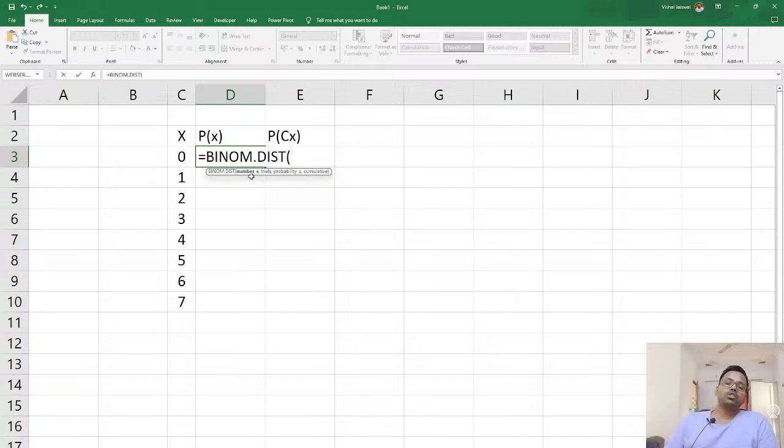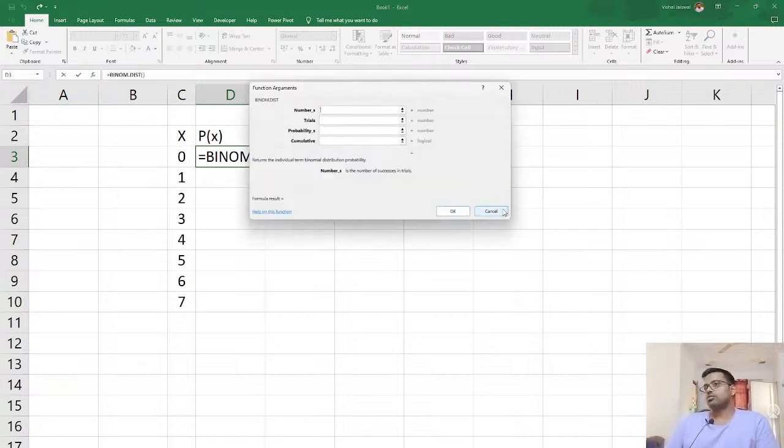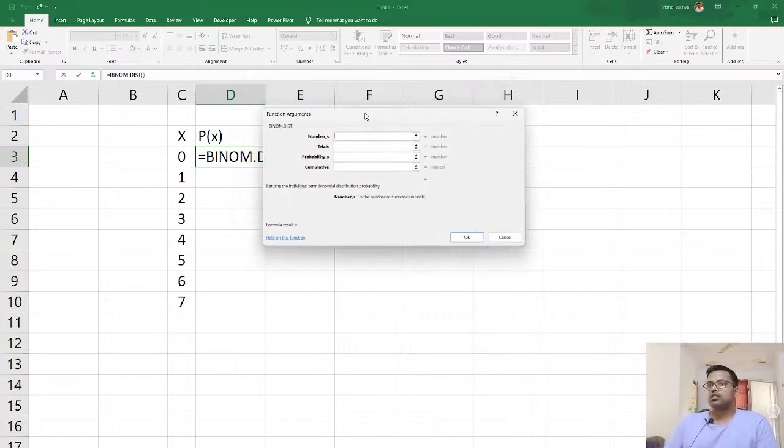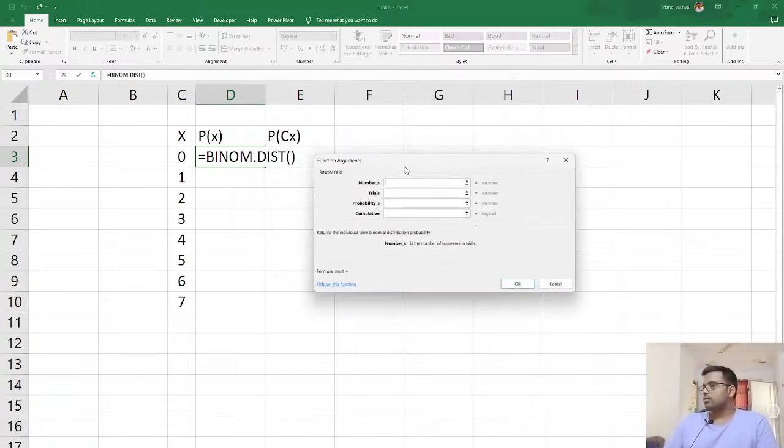It asks for the number of successes. I'll use this function window to explain this better, in case this window is not readable to you. The first argument this function wants is the number of successes in a trial. I can also say the number of failures in a trial that you are looking for.